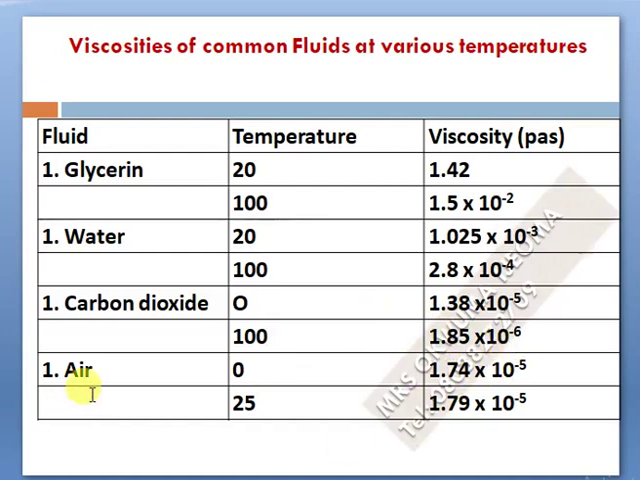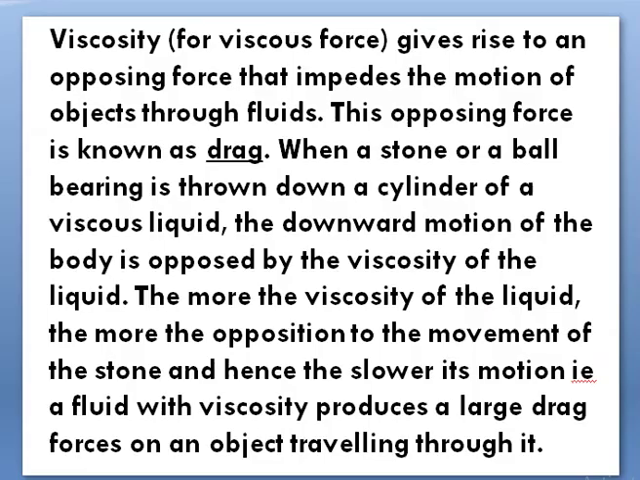Another gaseous state, in another gas we have air. Now, when the temperature is 0, you find out the viscosity of this air, 1.74 times 10 raised to the power minus 5. Now, when the temperature increases to 25 degrees Celsius, you have the viscosity 1.79 times 10 raised to the power minus 5. So this has proved our explanation, the effect of temperature on viscosity.